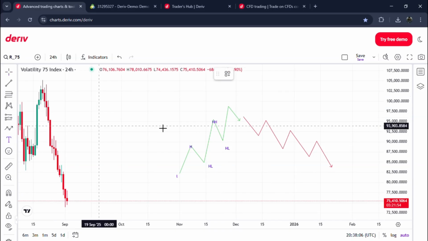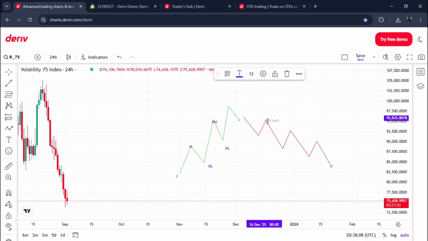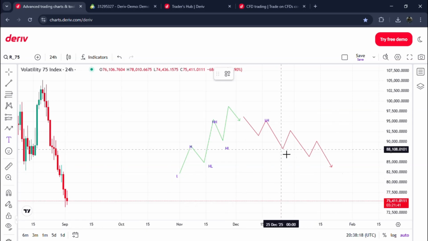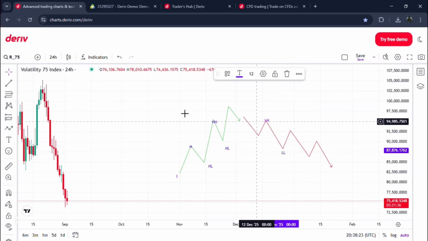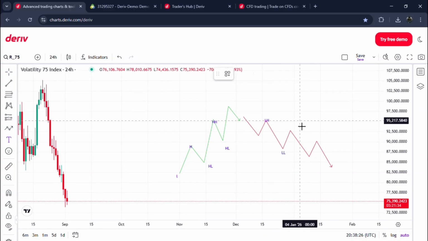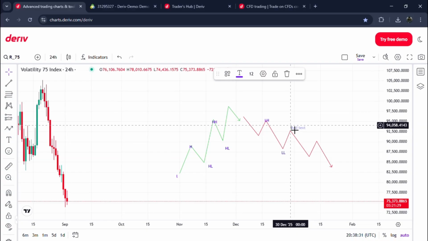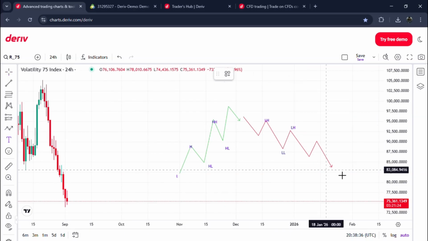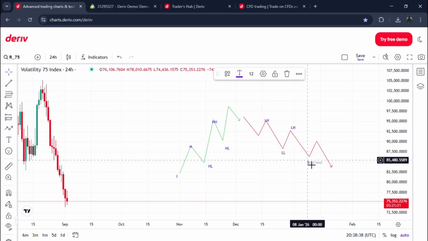That will be a lower high, and this one will be a lower low, lower high, lower low, lower high, lower low. So you need to understand the basics behind the trend. This will help even to understand the break of structure, change of character, among other things.